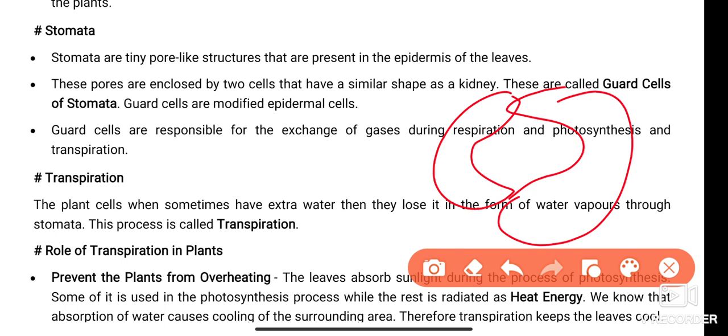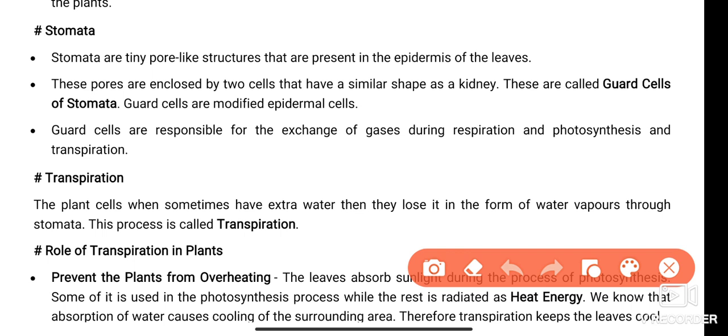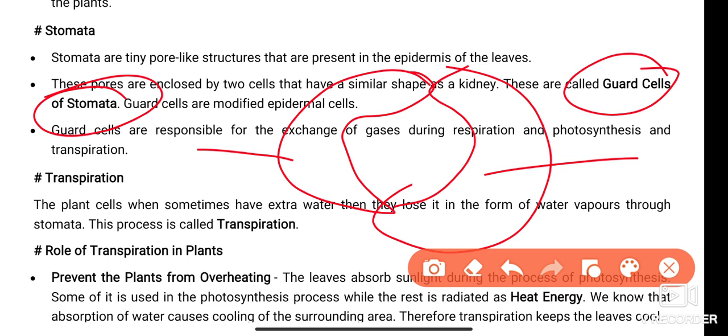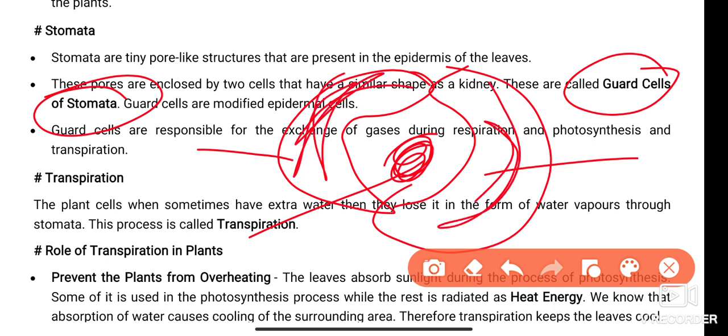And what is the function of these? These stomata pores are opened and closed with the help of a special type of cells known as guard cells. Suppose this is the structure of a stomata. The kidney-like structures shown are known as guard cells, and the middle is known as the stomatal pore. They help in the opening and closing of stomata.